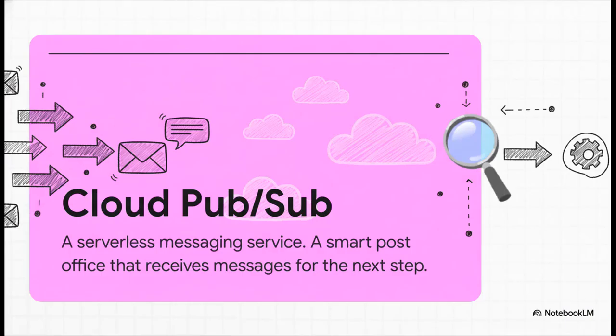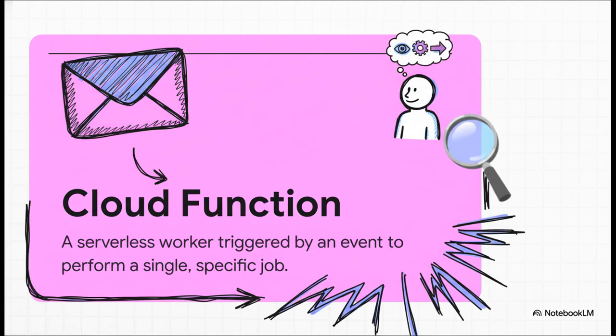Okay, first piece of the puzzle, Cloud Pub/Sub. This is the front door. Any text that needs analyzing gets sent right here. Think of it like a giant, smart mailroom that just reliably takes in data and holds onto it, ready for the next step. So what is that next step?